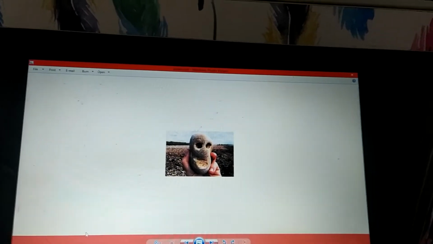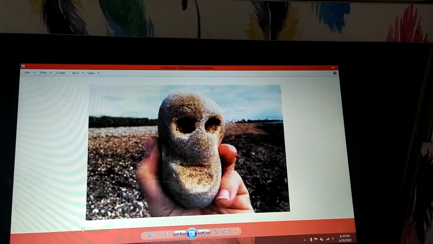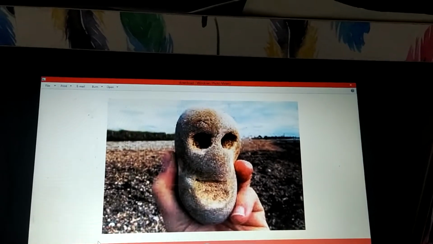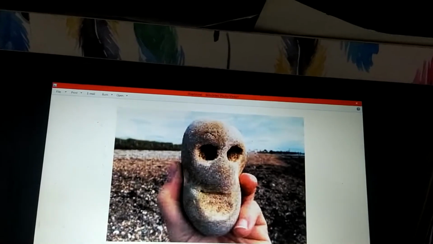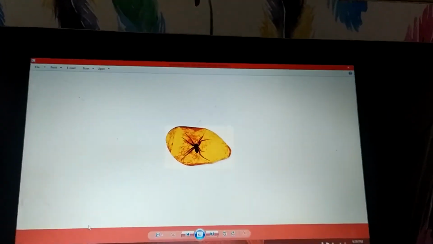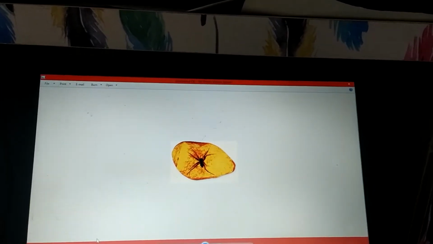This image is again an example of a pseudofossil, where it seems like the face of an organism, but it is a pseudofossil. Now, speaking about the next fossil, called an amber fossil. This image is of an amber fossil. Now what is an amber fossil?